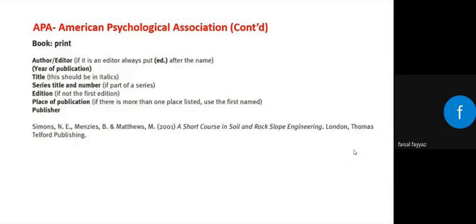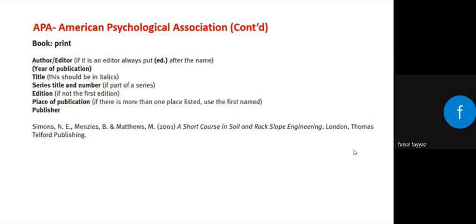So this is the example you are looking at here: book, print, author, editor. If it is an editor, always put ed after the name. In APA, ed stands for editor. Year of publication. The author is the writer, and the editor is the person who edits and refines the content as well. The author is the person who gave the real idea, but took help of someone to refine or make the content better. In this way, the editor can be mentioned.